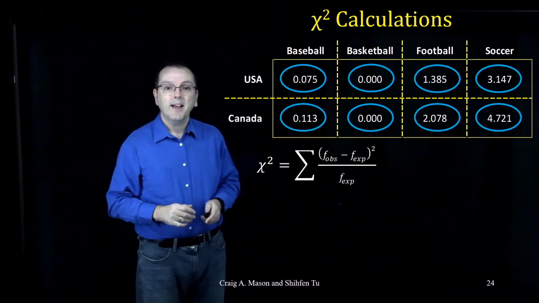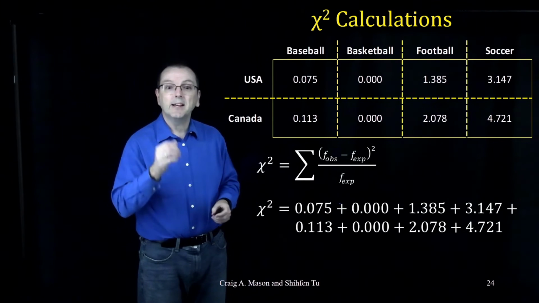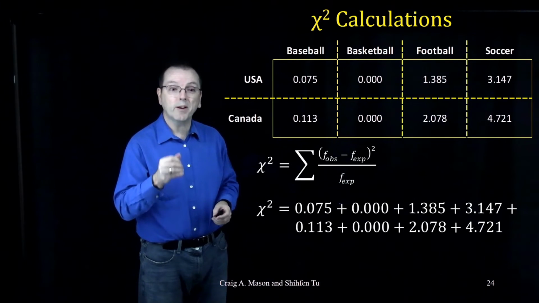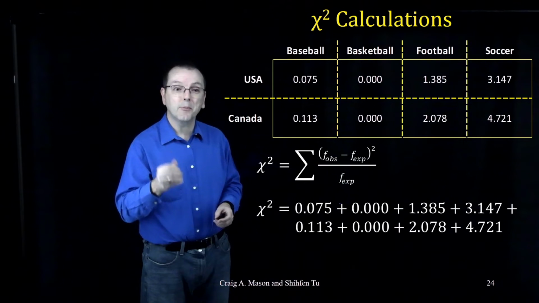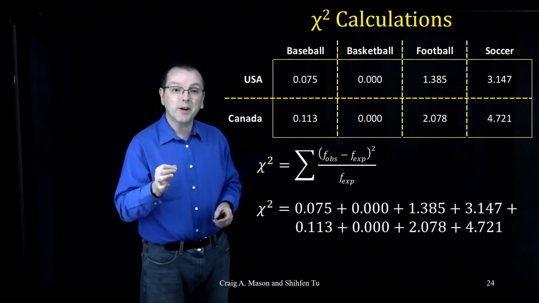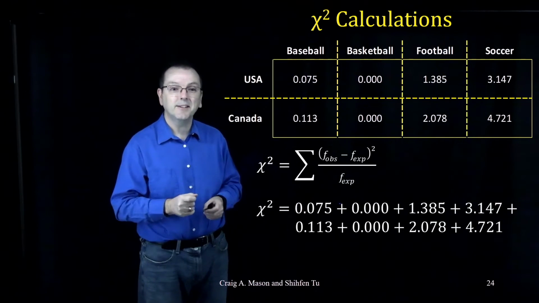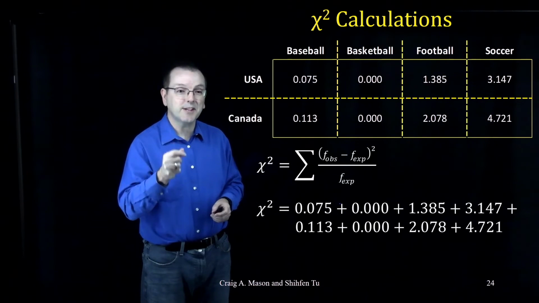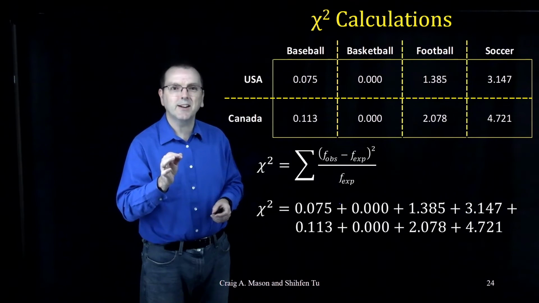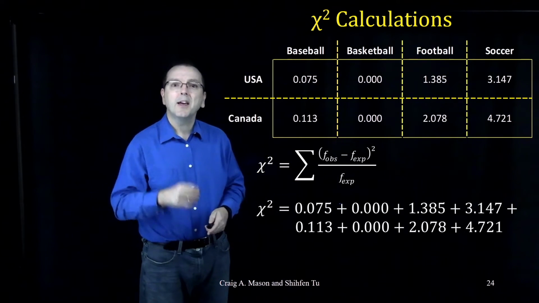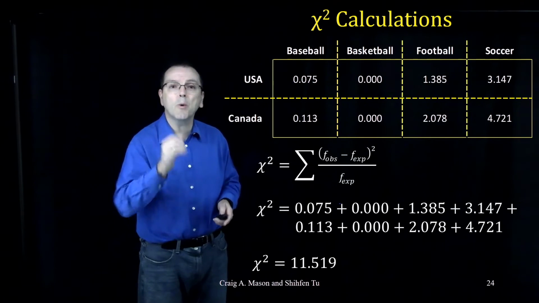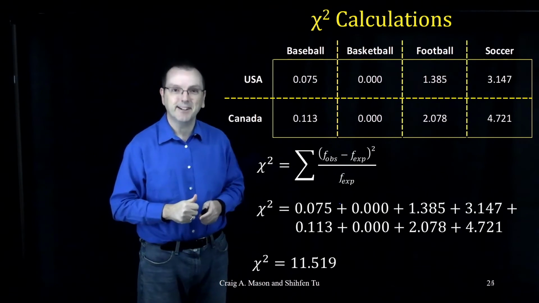So for our data, that works out to be 0.075 plus 0 plus 1.385 plus 3.147 plus 0.113 plus 0 again plus 2.078 plus 4.721. That's a lot. We add up all of those and we get 11.519 as our chi-square value. Excellent. All right.